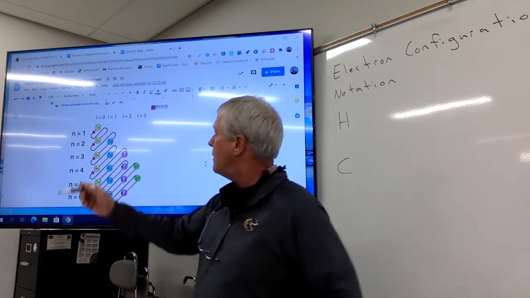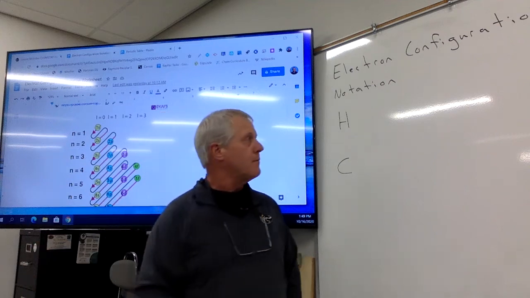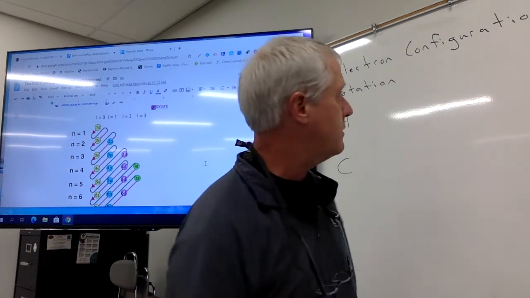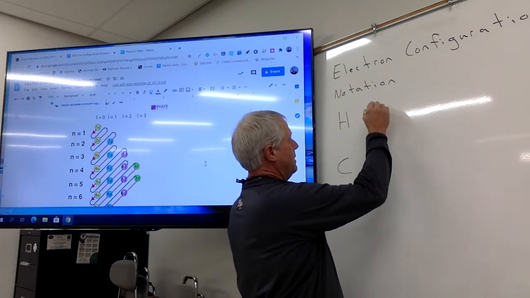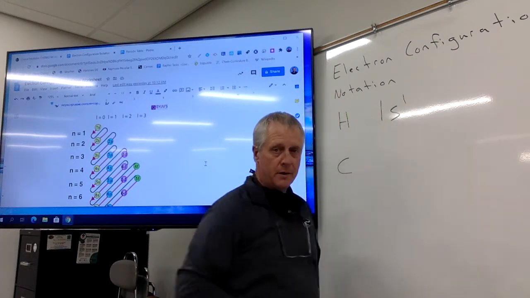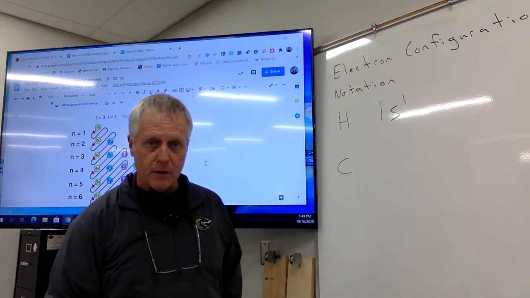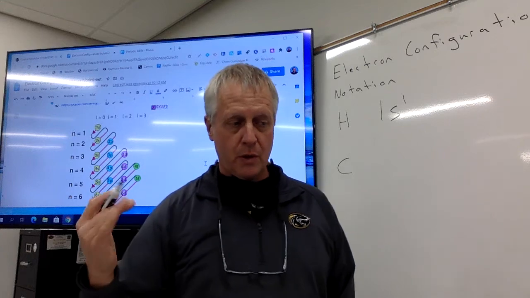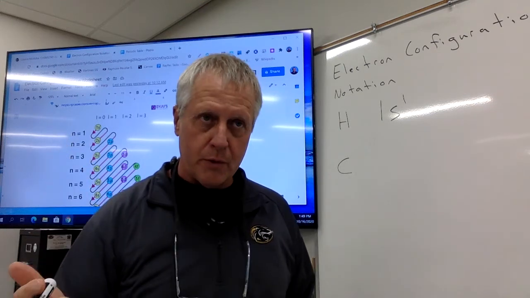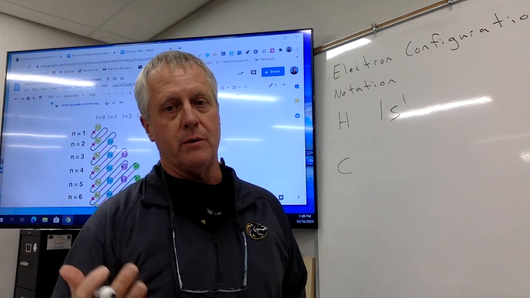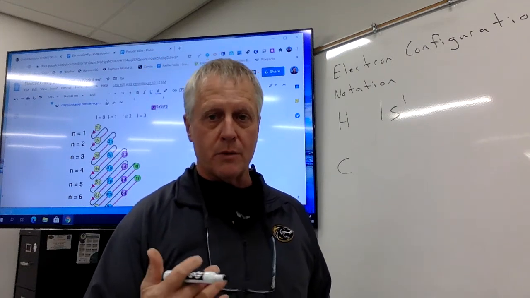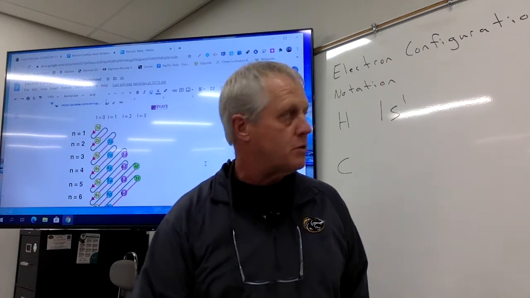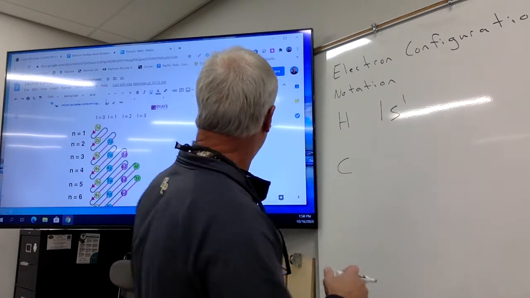So up here, you would start with 1s, and s orbitals can only hold 2 electrons. So hydrogen would be 1s1. Okay, so that would be the electron configuration for the element hydrogen. Now, when you get into the p orbitals, there are 3 pairs. So in the p orbitals, you would have a total of 6, 3 orbitals that could hold 2 each. Okay, so anyway, let's look at that.